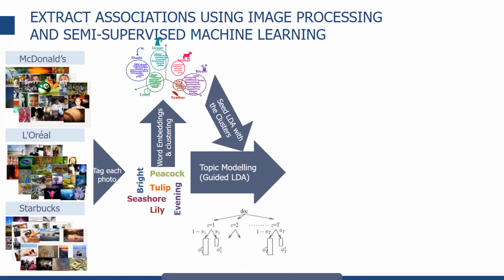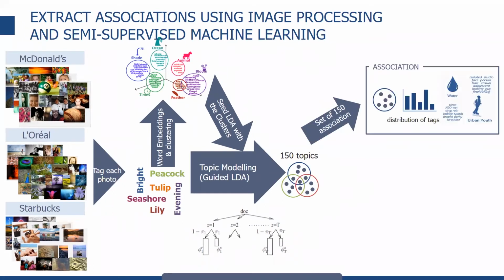We use a method called guided LDA, which is like the classic LDA topic model, but allows you to seed it, sort of like a Bayesian prior, with these clusters that we computed in the first step. All right. So these two things together are going to give us 150 topics, which you can think of as types of words that are occurring in these documents. And these are all types of different things.